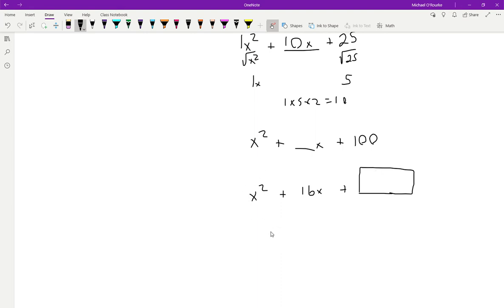So if we think about it, this is 1. This is something, right? Correct? So 1 times what times 2 equals 16? Okay, 1 times 8 times 2. So we put the 8 in here. And on the way up, we're going to square it to get 64. Good. Let's do one more.